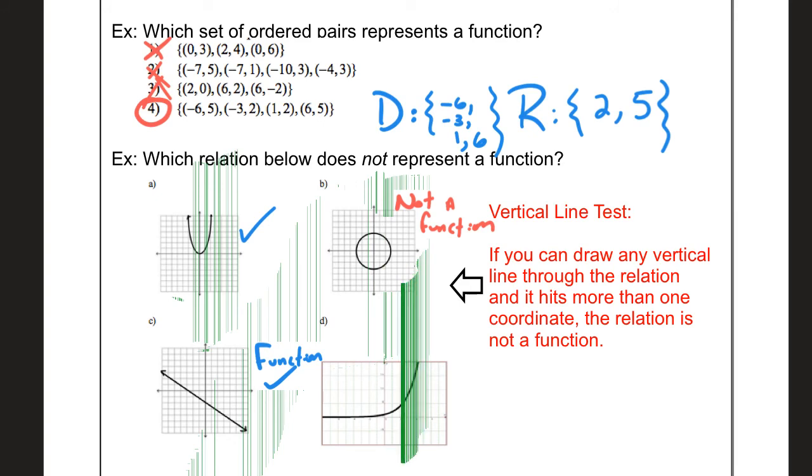If you're ever asked to explain, that can be a reason. You could say it passes the vertical line test. And for choice D, that's an exponential function. It passes as well. No matter where I put that vertical line, it's only touching once.